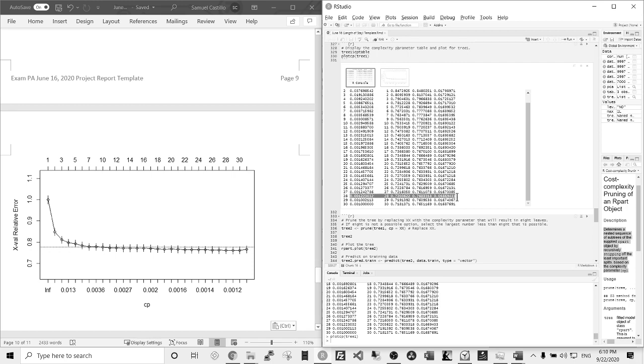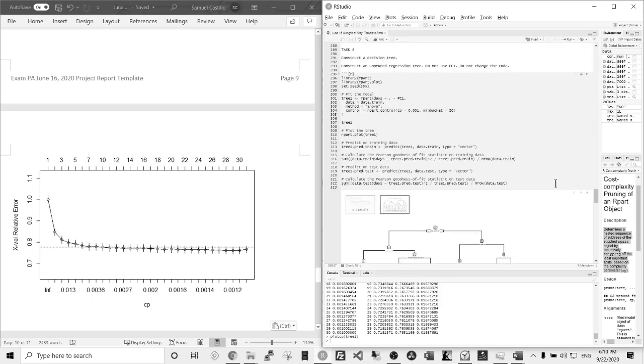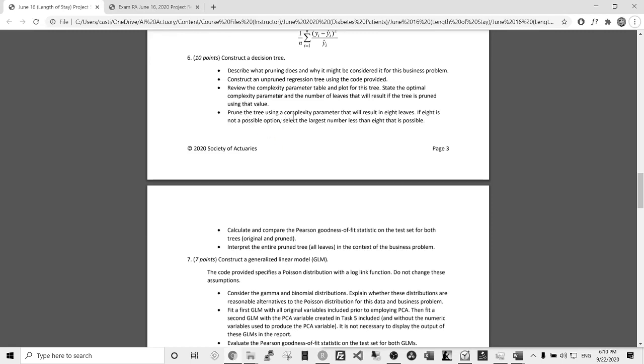But this tree has 28 splits, which is a lot, right? So why is this tree so complicated? Well, min bucket is 20. What do they want you to do? And then they say prune the tree. If 8 is not a possible option, select the largest number that is less than 8 that is possible, okay?